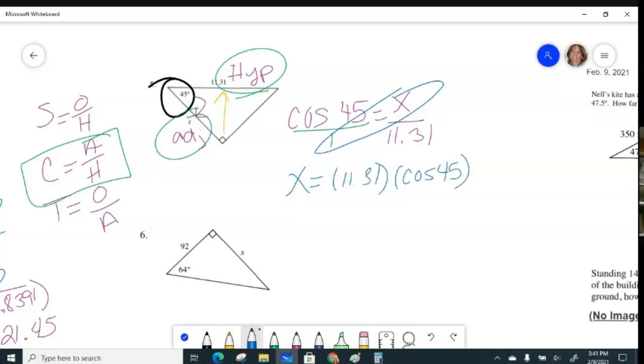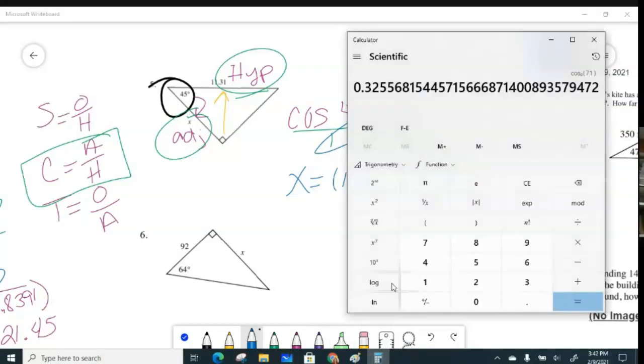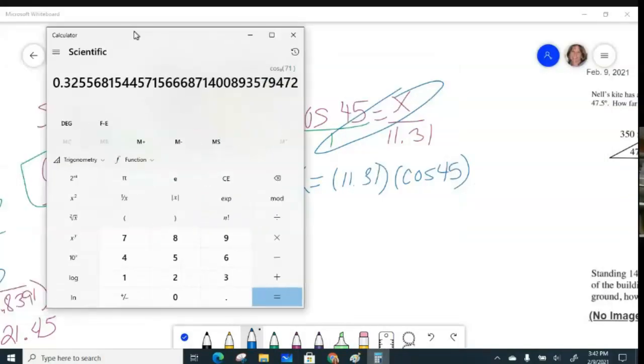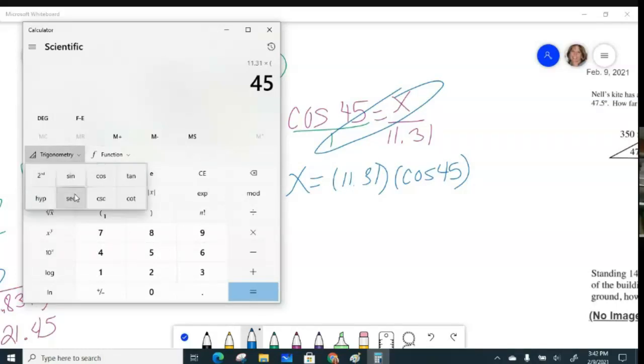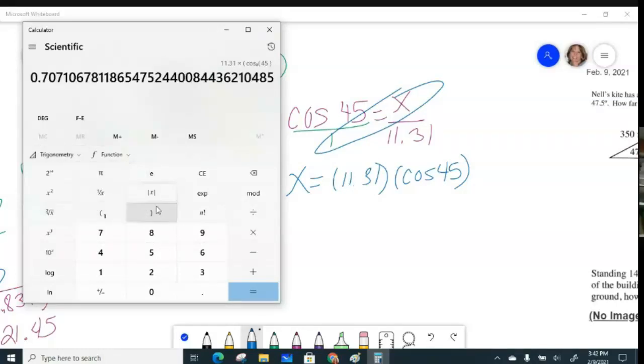So again, we can just go on in and do the same thing that we've been doing. We move this out of the way so we can see what's going on. All right, so 11.31 times, and I like to keep my parentheses, 45, and we're going to tell it it's the cosine of 45 degrees, and then hit enter. So 7.99, which would probably round up to 8.